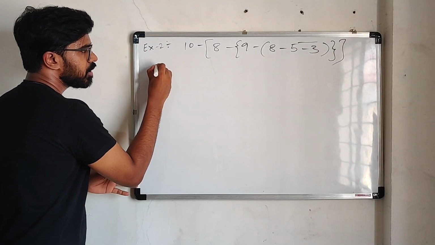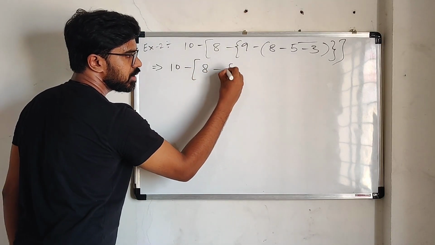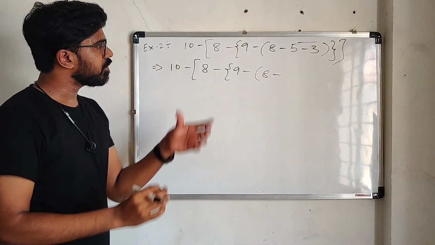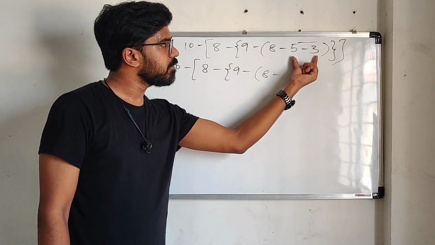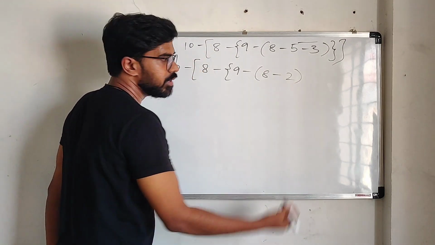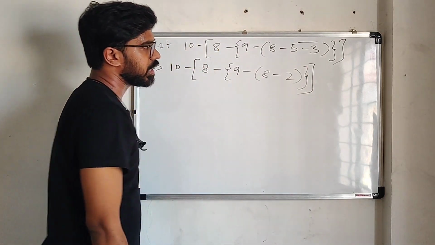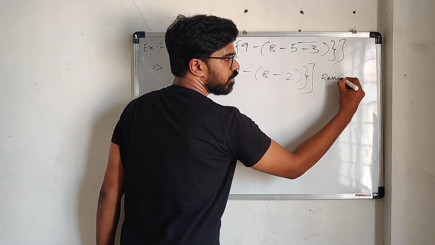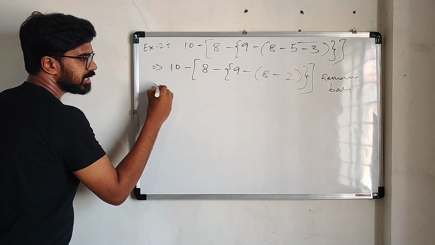So what will be your first step? Simply take 10 minus square bracket 8 minus curly bracket 9 minus common bracket 8 minus. If you observe carefully, I wrote the same thing in the first step. Now what is the first thing which I am going to solve? 5 minus 3. What's 5 minus 3? 2. So I will be writing 2 over here. I will close the bracket, and I will close the curly bracket and also the square bracket. If you observe, the bar is gone. So what will you be writing on the right side? Removing bar. Is that clear?